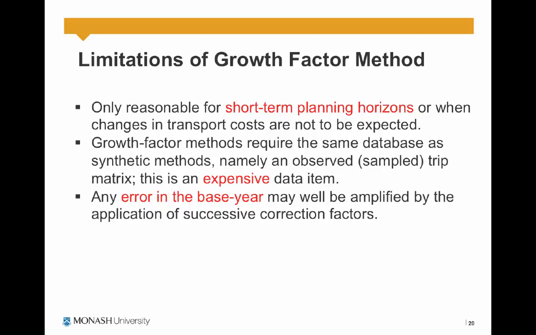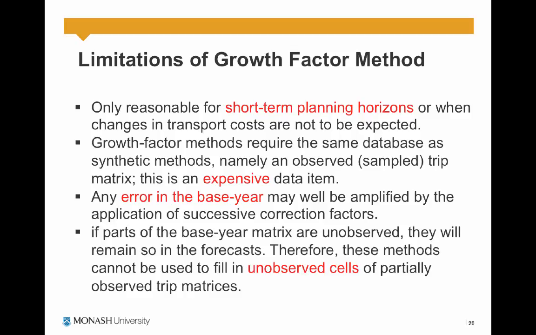Also, any error in the base year may be amplified by the application of successive correction factors. So if you have a small error in the base year, because you multiply that by a correction factor or a growth factor in an iterative manner, at the end you're very likely to end up with a big error. Also, if parts of the base year matrix are unobserved, they will remain so in the forecast. These methods cannot be used to fill in an unobserved cell of partially observed trip matrices.